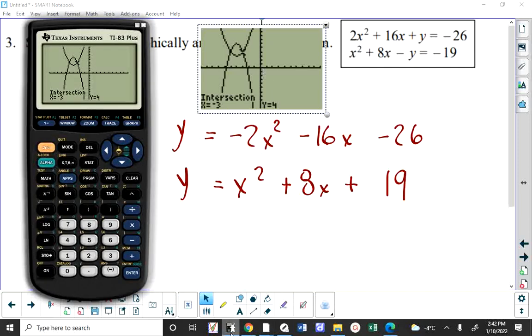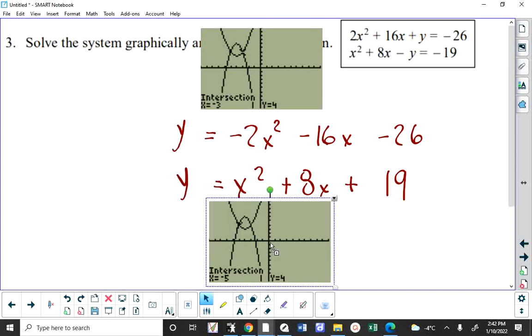And guess I'm going to have to move further to this side now. Negative 5 comma 4. Those are our two solutions. Any questions with example 3? Pretty straightforward, I think.